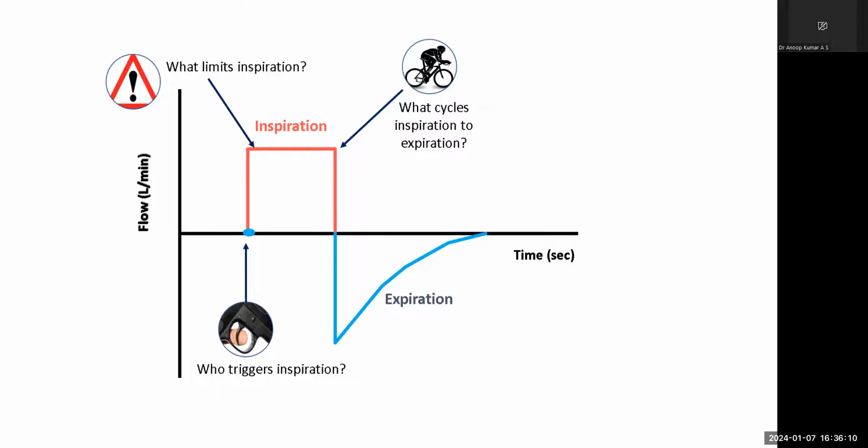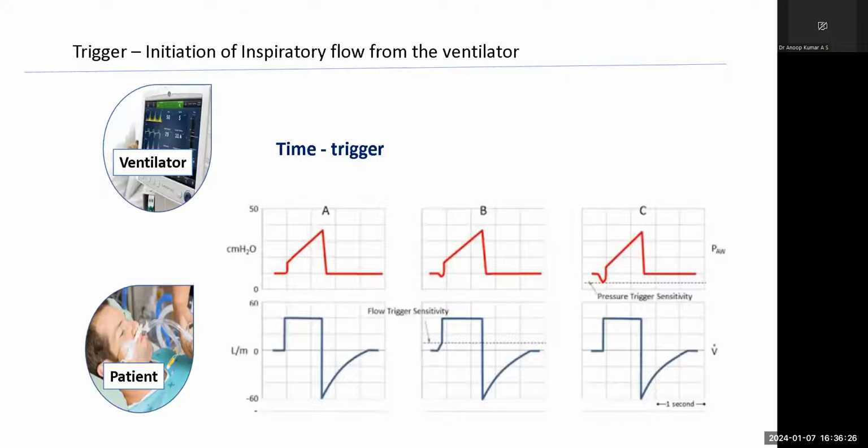But if it is a non-invasive ventilator, we again have other options like inspiratory time, minimum inspiratory time, maximum inspiratory time, or expiratory cycling, etc. That is a different thing which we'll discuss later. So coming to the time trigger. The trigger is the initiation of inspiratory flow from the ventilator. Suppose I keep a respiratory rate of 10, so every 6 seconds the ventilator will deliver the breath. So that is a time triggered breath, or time initiation of inspiratory flow from the ventilator.